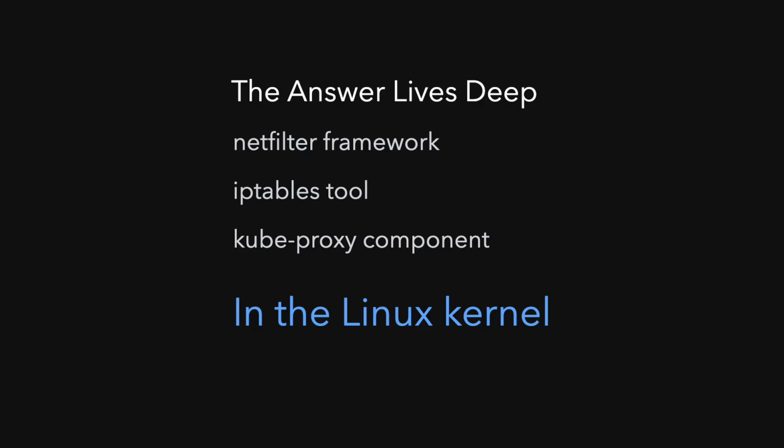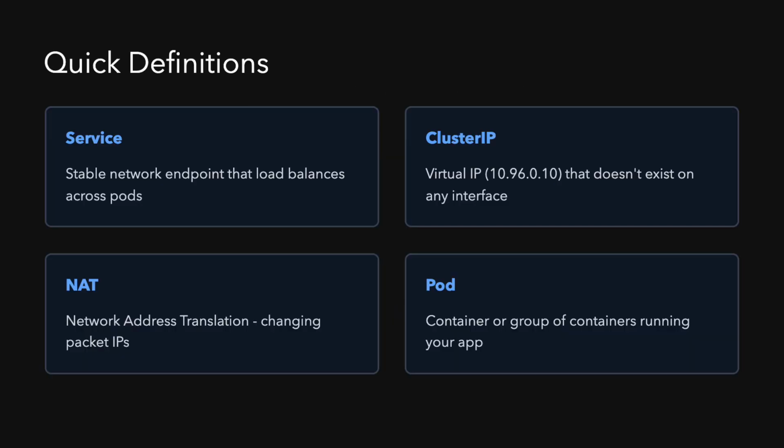By the end of this video, you'll understand what happens at the kernel level when a packet hits a Kubernetes service. You'll write iptables rules from scratch, trace packets through netfilter hooks, and inspect the actual chains that kube-proxy creates. Let's demystify Kubernetes networking. Before we dive into the kernel, quick definitions for anyone new to Kubernetes.